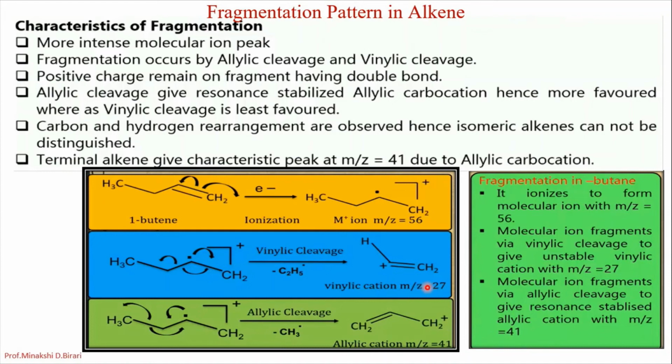And if you consider the allylic cleavage, there is a loss of CH3 radical and there is formation of allylic cation. So this allylic cation can be observed at M to Z 41, and if you observe the resonance stabilization, it is more stable. Allylic cation is more stable, and that terminal carbon-carbon single bond shows the cleavage through homolytic cleavage and there is a formation of allylic cation which is more stable.